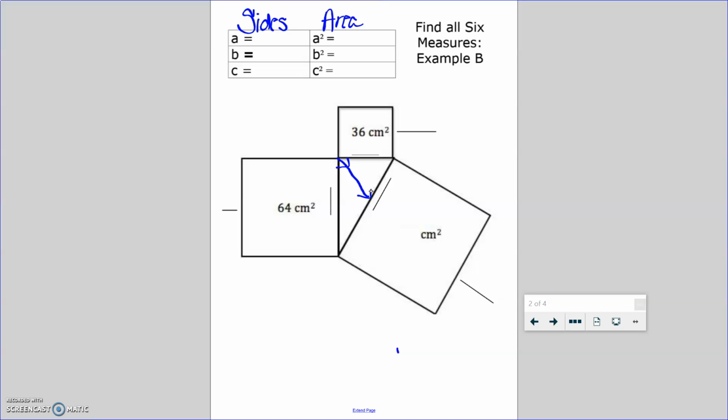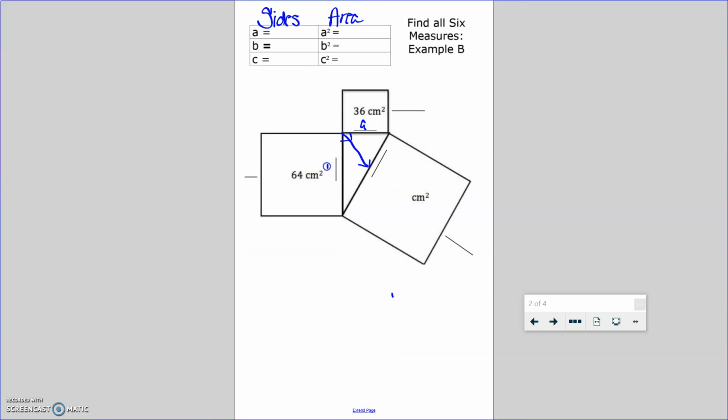Okay, so my shortest side is A, B, and C, right? The longest side is always C. The hypotenuse is always your longest side. So we are given the area, okay? The area of A is 36. The area of B is 64. Now, I'm not given the area of C.